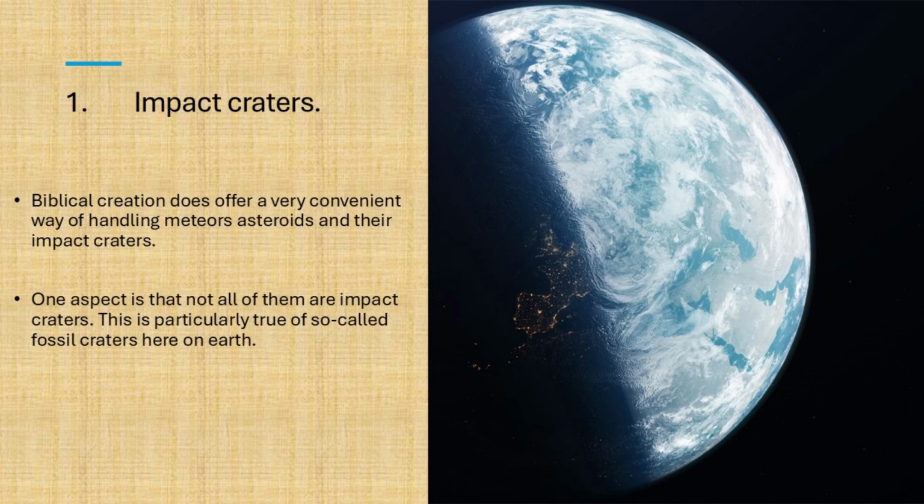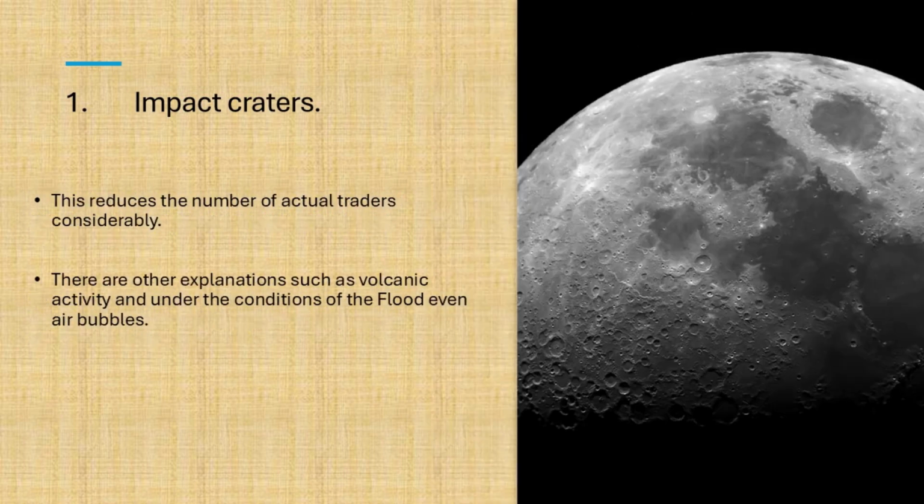Biblical creation does offer a very convenient way of handling meteors, asteroids, and their impact craters. One aspect is that not all of them are impact craters. This is particularly true of so-called fossil craters here on Earth. This reduces the number of actual craters considerably. There are other explanations such as volcanic activity and, under the conditions of the flood, even air bubbles.